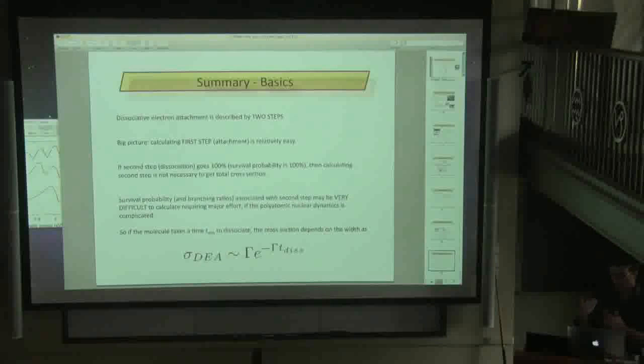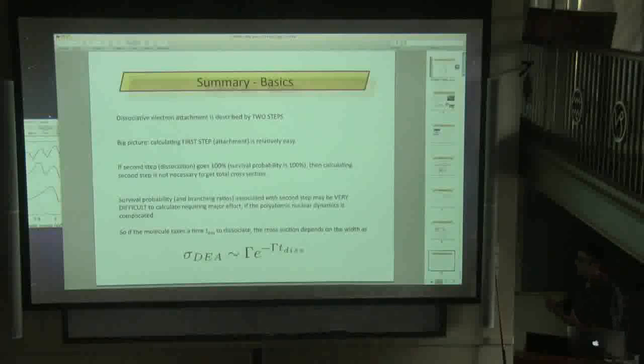If the lifetime is large, the width is small, you're going to have a small probability to attach, but once you do attach, you will not detach. So if the lifetime is long, really all you need to do to calculate the total cross section is to calculate the attachment probability, because all of that will go to dissociative electron attachment. However, calculating that survival probability is much harder, and with a polyatomic molecule, one might need to actually perform a polyatomic nuclear calculation to get that right.